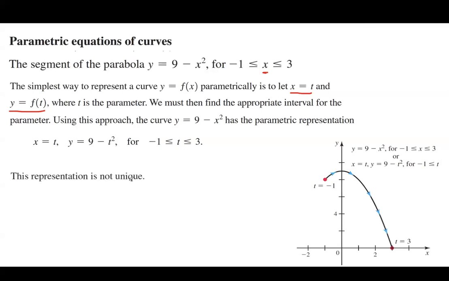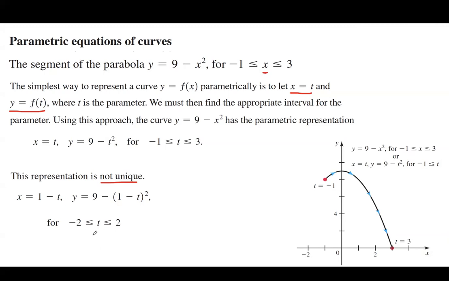This representation is not unique. Remember that you can use different parameters. You can set x to be 1 - t, and y becomes 9 - x squared, which is 9 - (1 - t) to the second power. Now, if you solve for t, t ranges between -2 and 2. Remember that x is bounded between -1 and 3, so now 1 - t is between -1 and 3. If you solve for t, t is bounded between -2 and 2.